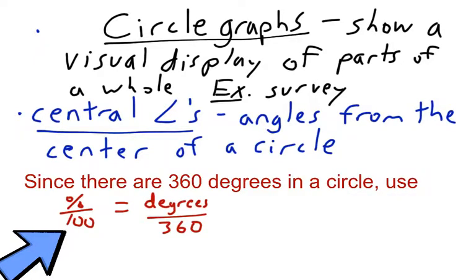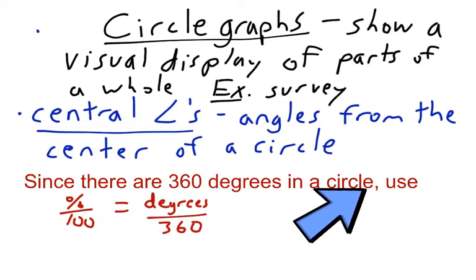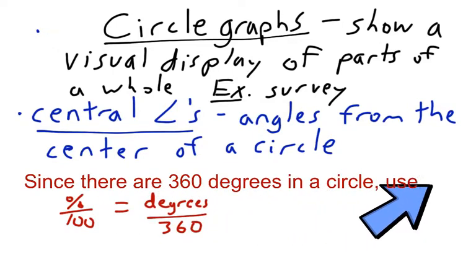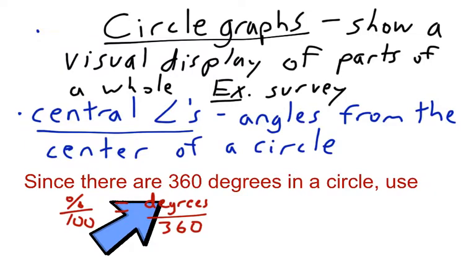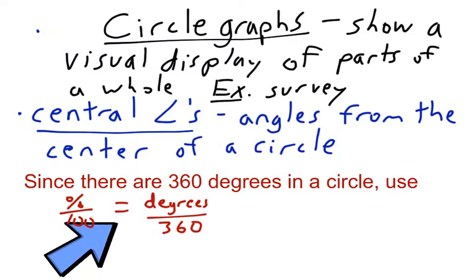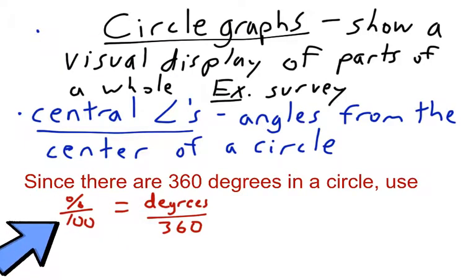Since we know there are 360 degrees in a circle, we can use a proportion to find out the number of degrees or the percent represented by a circle graph. So percent over 100 equals degrees over 360. In other words, just part over whole.